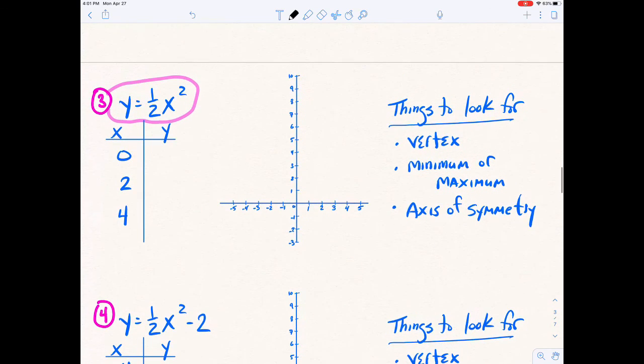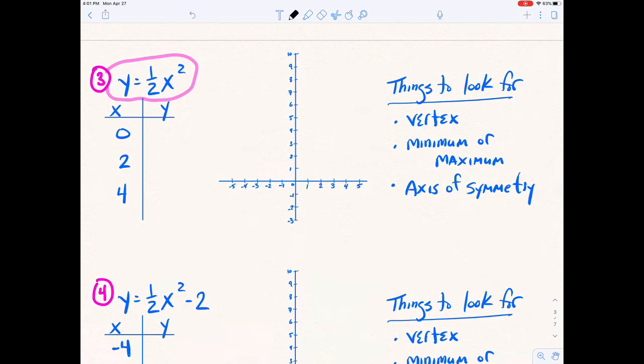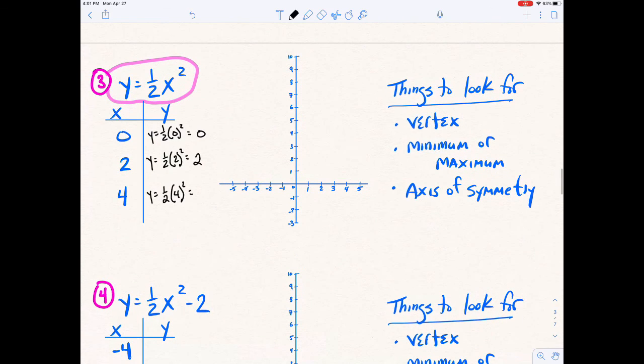So let's jump down to number 3. Once again, I'm setting up the table of values for you. X is 0, so I'm going to do y equals a half of 0 squared. Well, 0 squared is 0, and 0 times a half is 0, so we still have that. Now I put a 2 in there. I have 1/2 of 2 squared. Well, 2 squared is 4, and half of that is 2. And y equals half of 4 squared. So 4 squared is 16, and cut in half is 8.